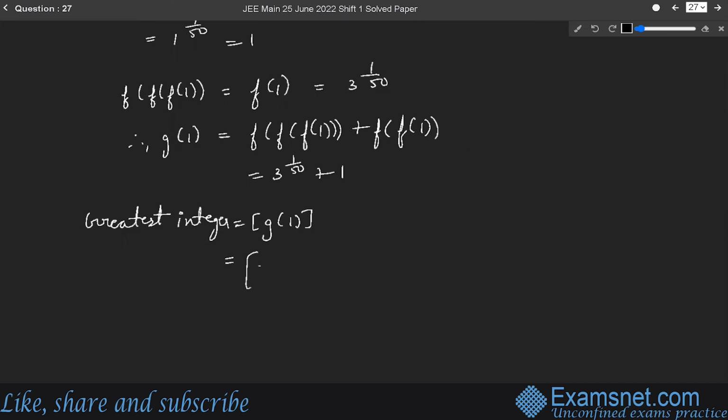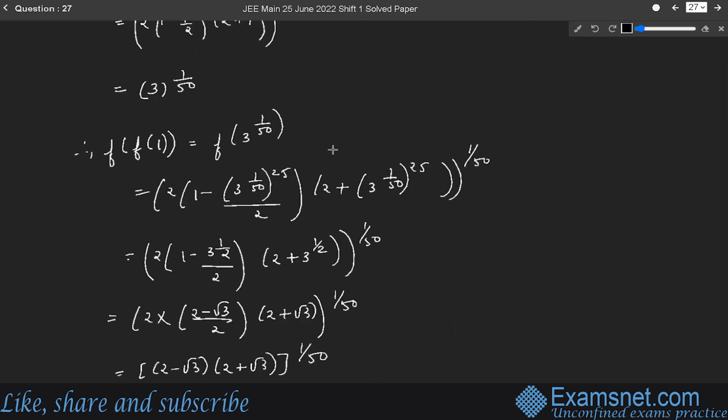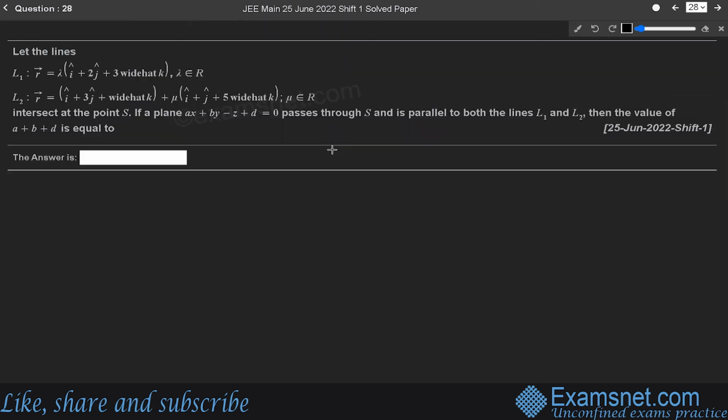So this can be written as 3 power 1 by 50 plus 1. So it will be equal to 1.02 plus 1, which is equal to 1 plus 1, taking the integer part only. So this will be equal to 2. Hence we can say that the correct answer for this question is 2. Moving on to the next question.